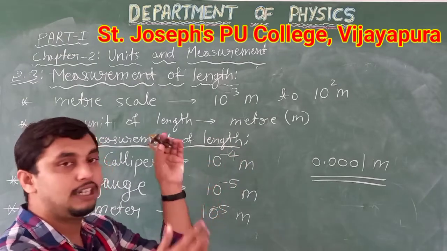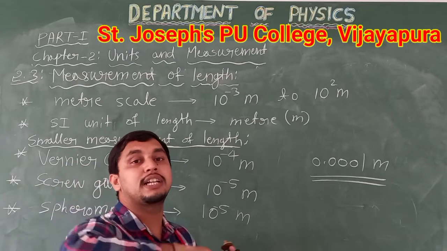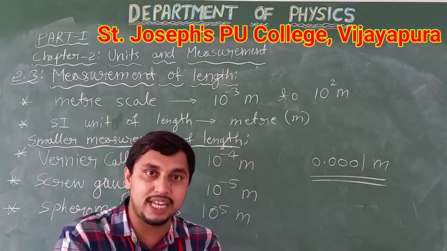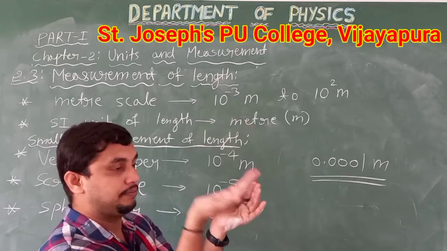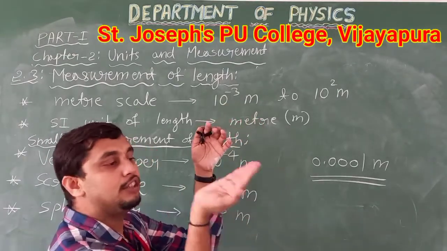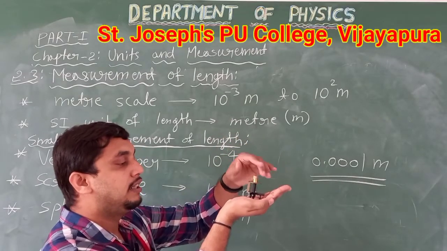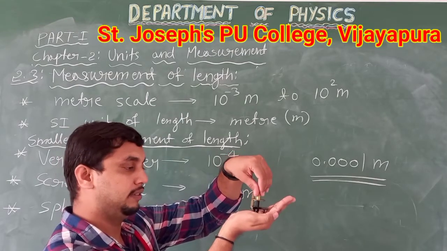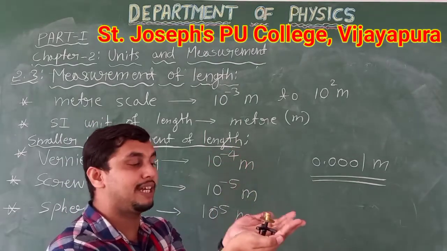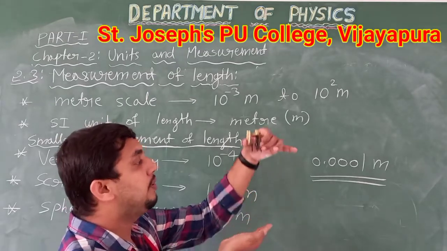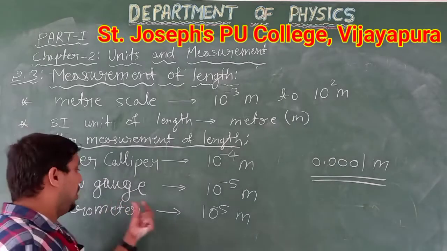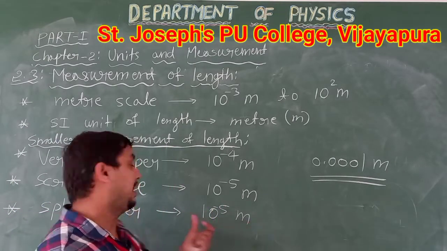The spherometer is the device which is used to measure the radius of curvature, meaning a part of a spherical curvature, a part of a sphere. Just like you can imagine a volleyball, I take a part of that volleyball, looking like this. So by measuring the depth, we can easily find the radius of that volleyball based on that small part of the sphere. This is the device used to measure the length, particularly the radius of curvature. It is in the order of 10 to the power of minus 5 meter. The device name is spherometer.